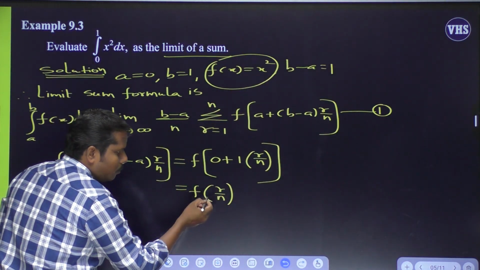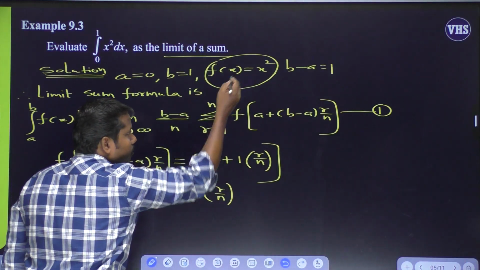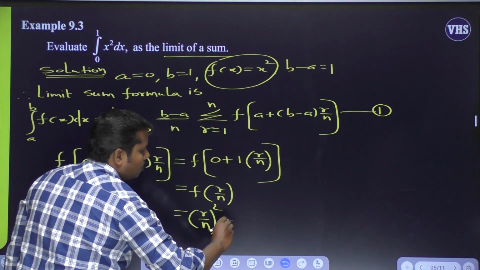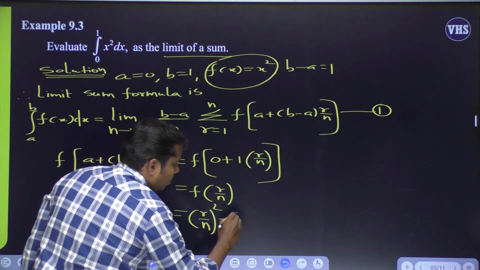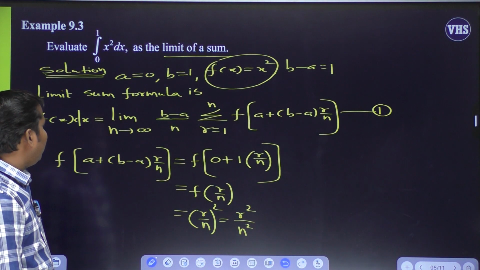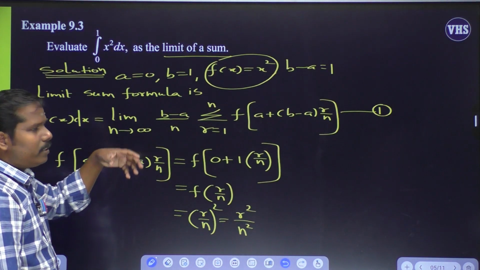Likewise, here what is our input? r by n. So what is the outcome? r by n the whole square. Inserting the square, you are getting r square by n square. So students, we got the things to go for the substitution.